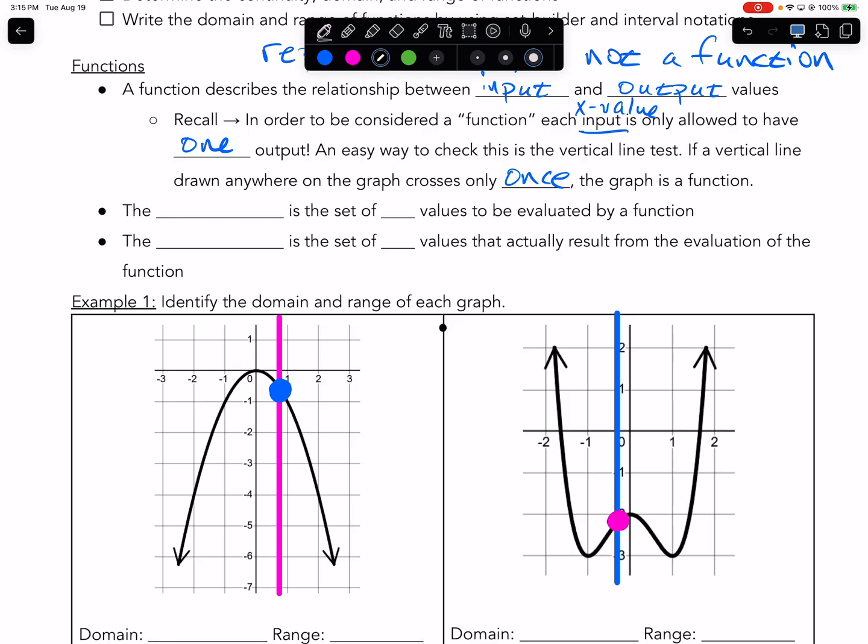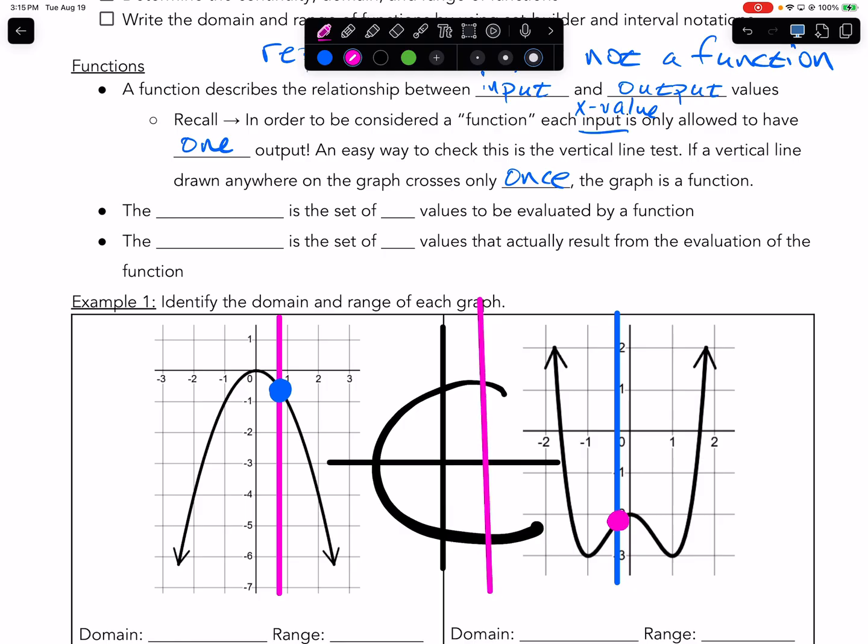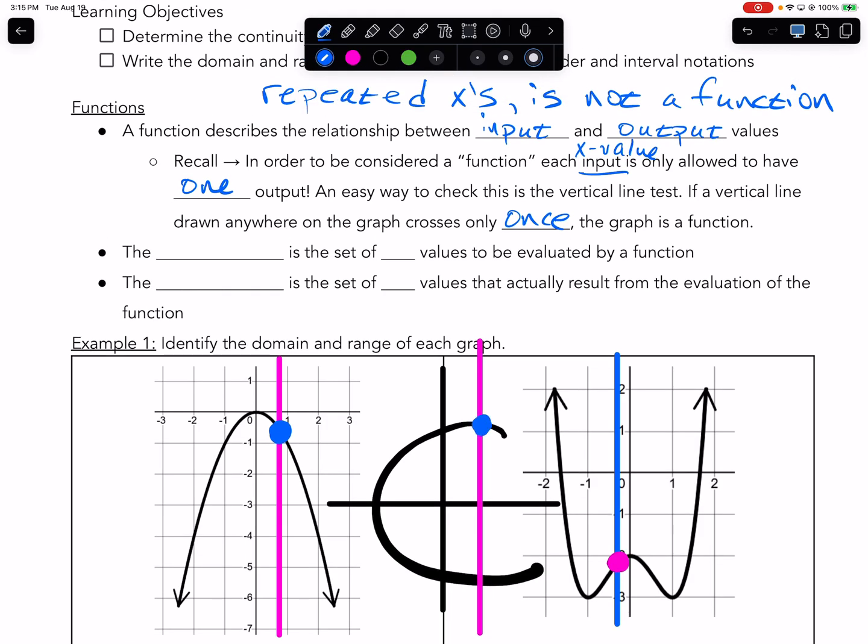If I draw a graph like this, and my function looks like this, and I draw a vertical line, how many times did it hit that graph? Twice. Is that a function? No, it is not. That function would be like plus or minus the square root of x plus 2. Right? You'll know that by the end of the year, right? And that's kind of crazy, right? So if it's a plus or minus, that's what makes it not a function.